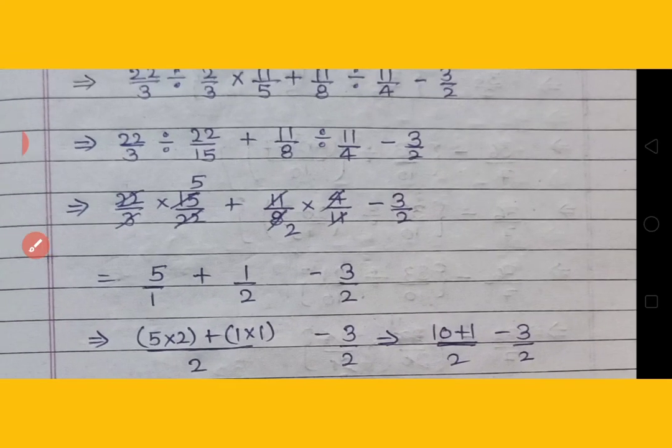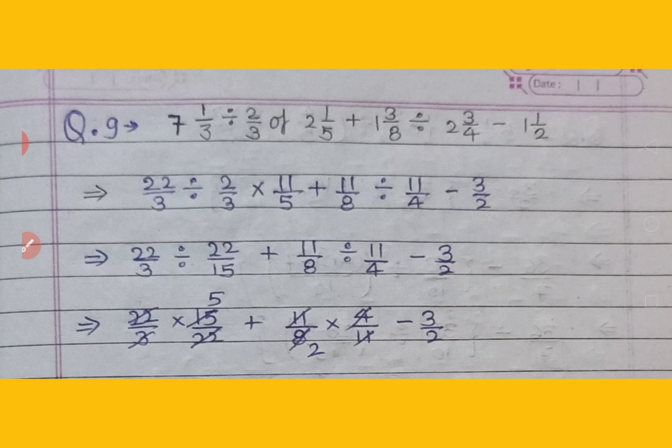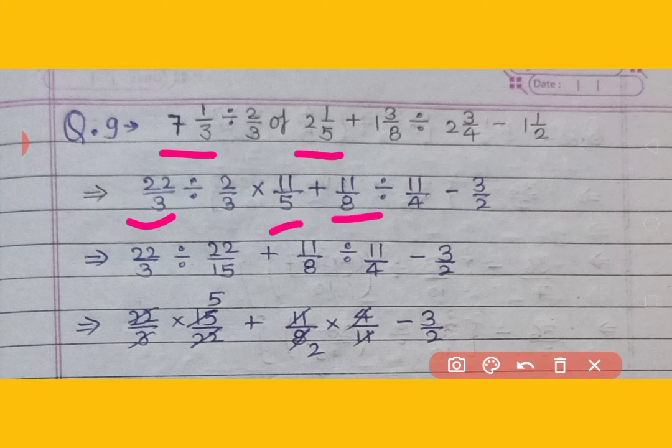Next question it has given 7 1 by 3 divided by 2 by 3 of 2 1 by 5 plus 1 3 by 8 divided by 2 3 by 4 minus 1 1 upon 2. So 7 1 upon 3 means 7 3s are 21 plus 1, 22 upon 3. Here 2 1 upon 5, 5 2s are 10 plus 1, 11 upon 5. 8 1 is 8 plus 3, 11 upon 8. 4 2s are 8 plus 3, 11 upon 4, and 2 1s are 2 plus 1, 3 upon 2.